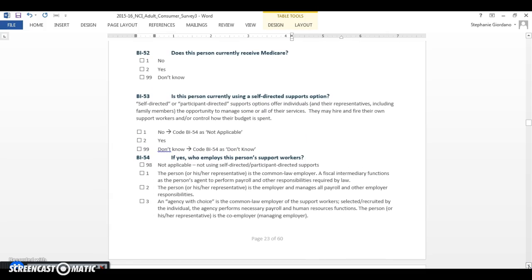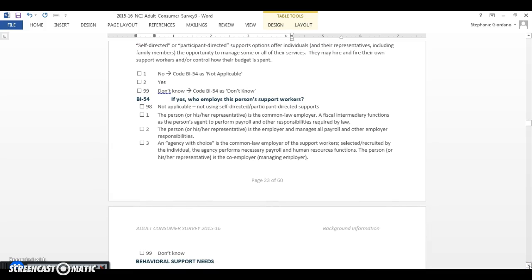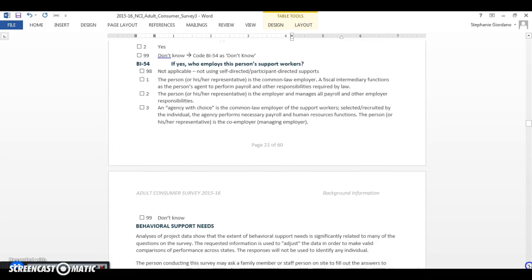Then we ask whether the person is self-directing, and this question is slightly different from previous years. We now capture both self-directed or participant-directed supports, so the person does not have to be on a self-directed waiver to be answering these questions. If the person is self-directing, we ask who employs the person's support workers.